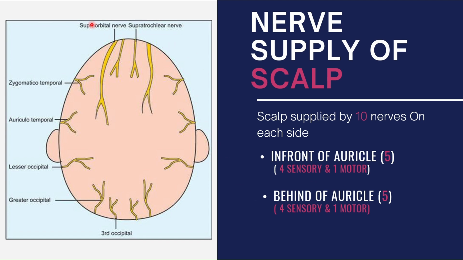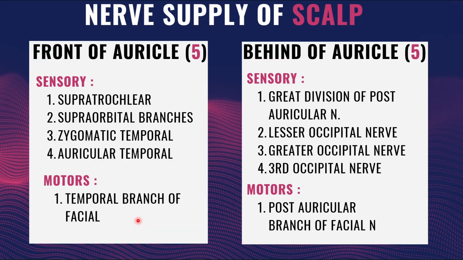In this diagram, you see those branches. This branch is supratrochlear, this branch is supraorbital, this is zygomatico-temporal, and this one is auriculo-temporal. These 4 branches are present in front of the auricle. And behind the auricle, lesser occipital, greater occipital, and third occipital. These are the sensory branches present behind the auricle. In this side, you can see clearly in front of the auricle 5 branches, behind the auricle 5 branches. Among that, 4 sensory, 1 motor.